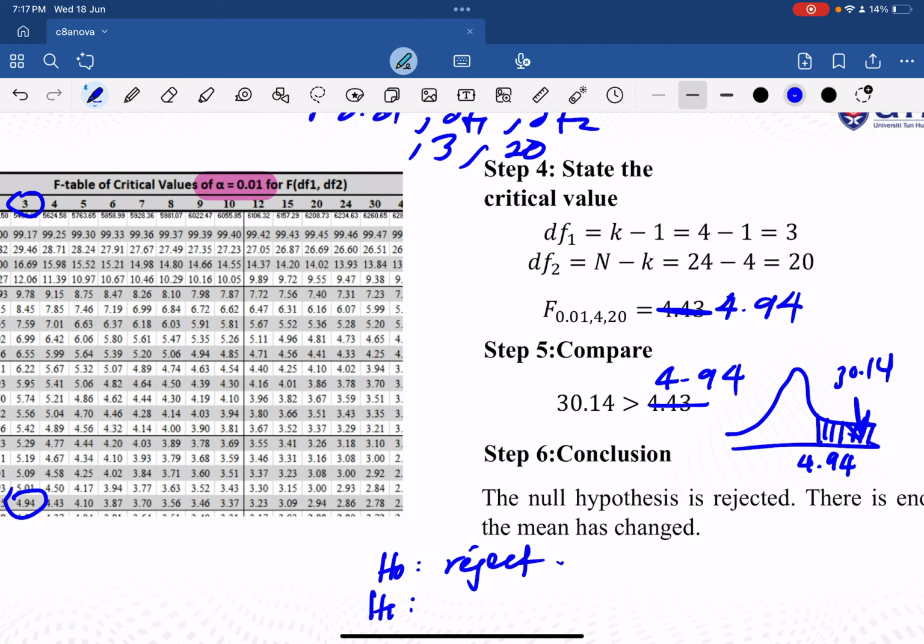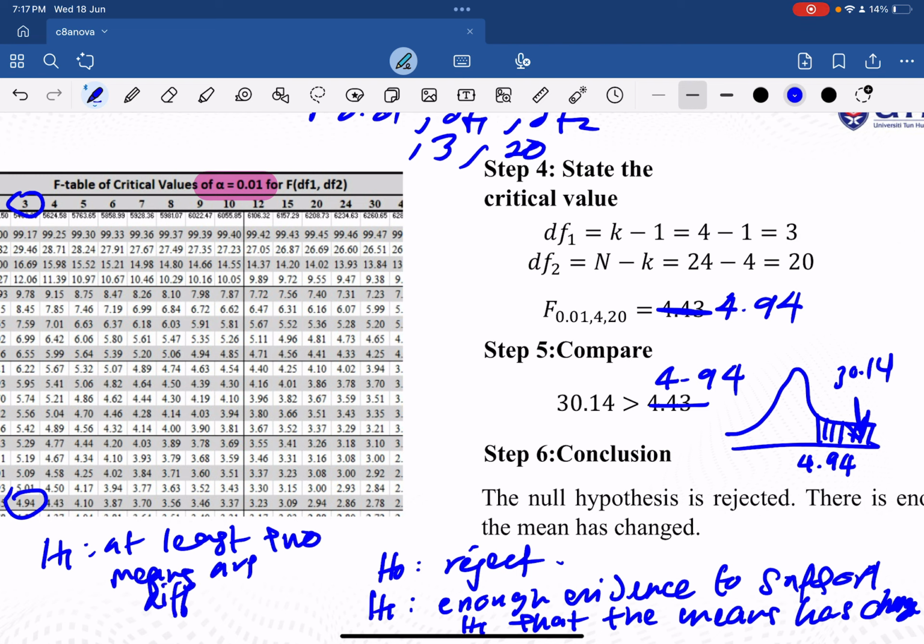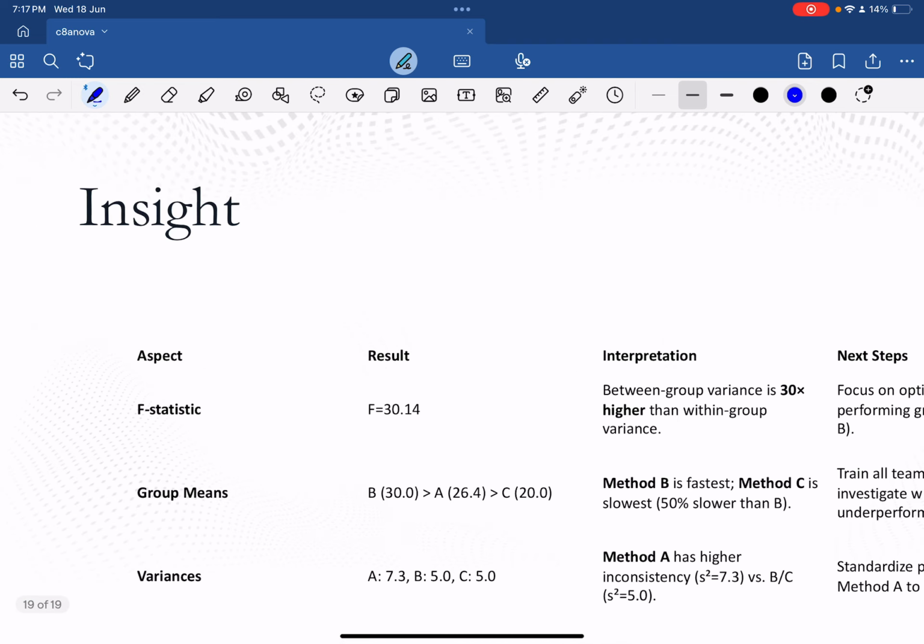So that means that we have enough evidence to support H1, that the mean has changed. Okay, you remember our H1 is that at least 2 means differ. Okay, so that is the step you need to find out.